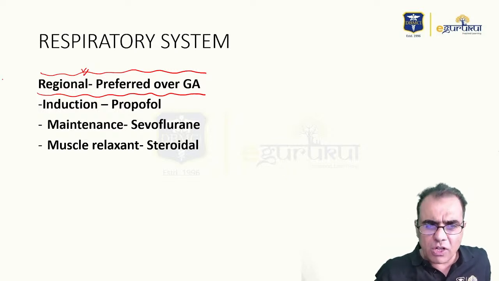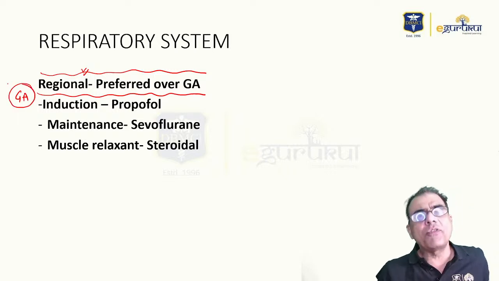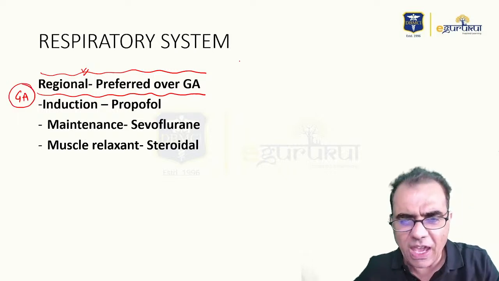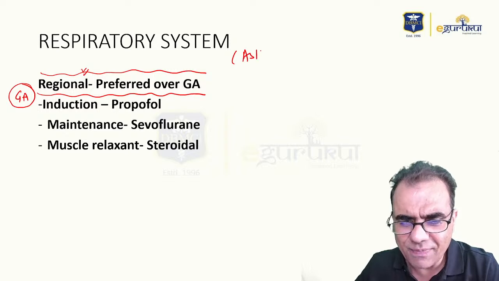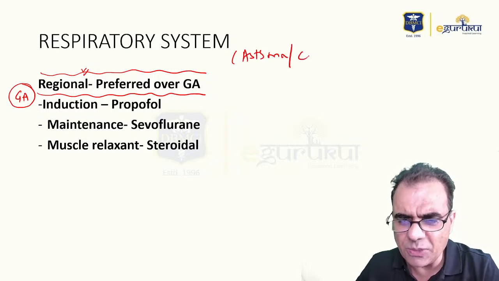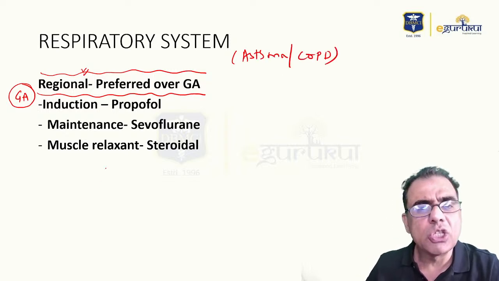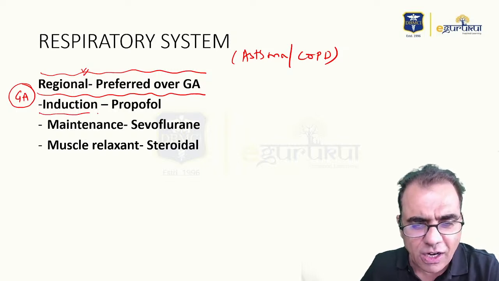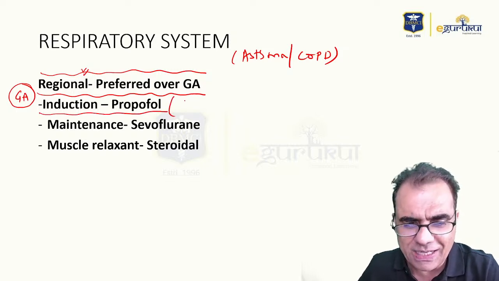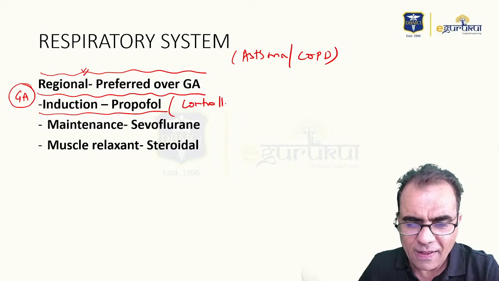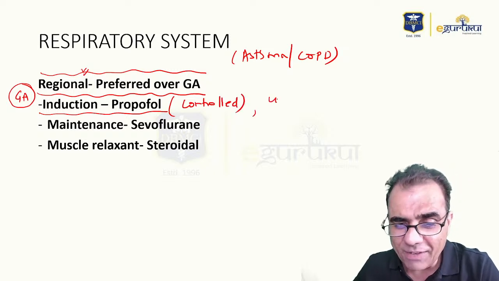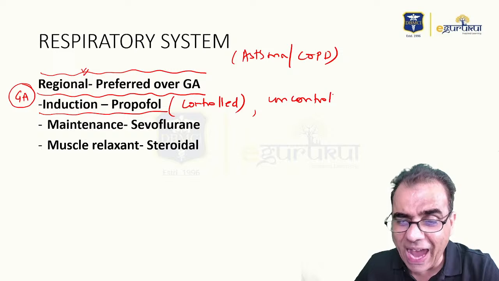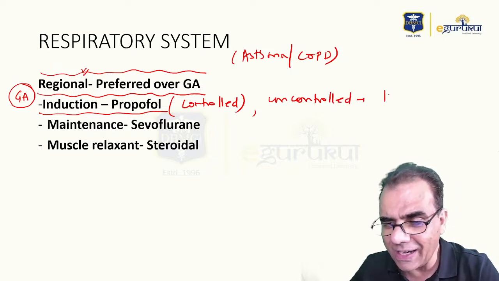But of course, all surgeries are not possible under regional, so we have to give GA. If you have to give GA, and here I'm considering respiratory as mainly asthma or COPD: induction for controlled patients, propofol. But if the patient is an uncontrolled, active asthmatic, then I told you it is ketamine.